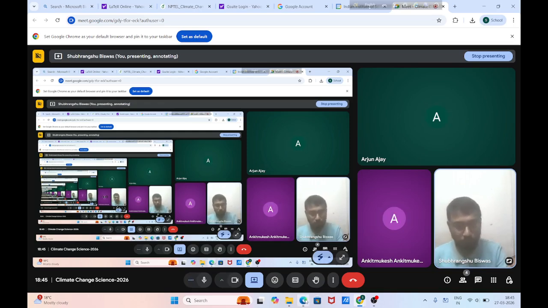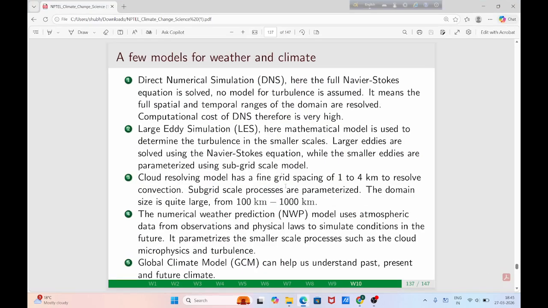So we try different methods. The first one is direct numerical simulation. This is the most accurate form of solving the Navier-Stokes equation, where the full Navier-Stokes equation is solved. Processes like turbulence, diffusion, etc., are all taken into account. It covers the full spatial and temporal ranges, so it takes a very small time step and the full resolution of the grid size.